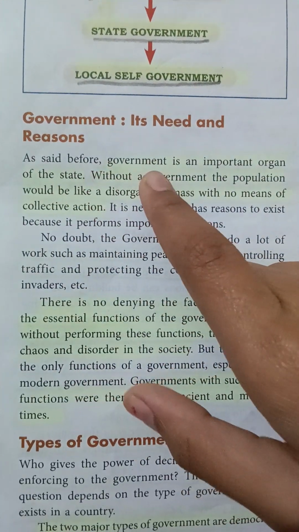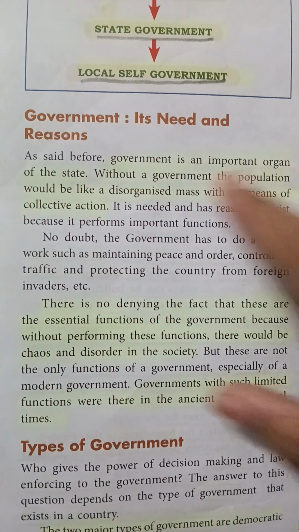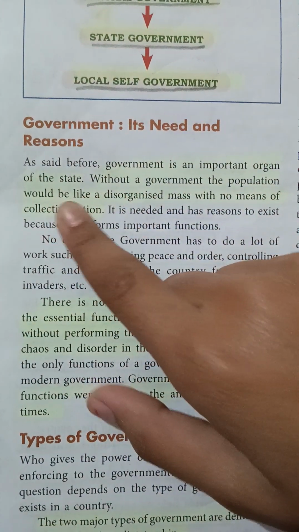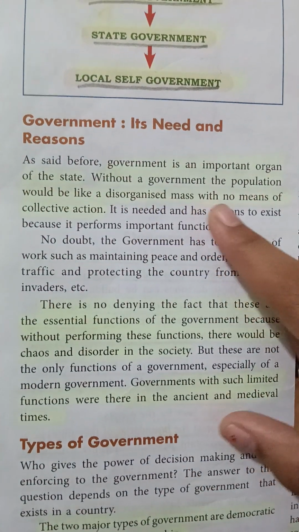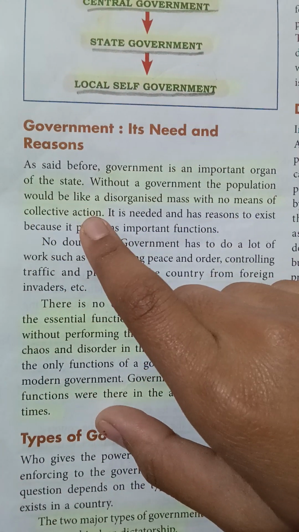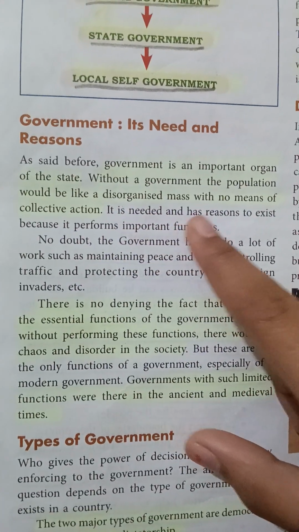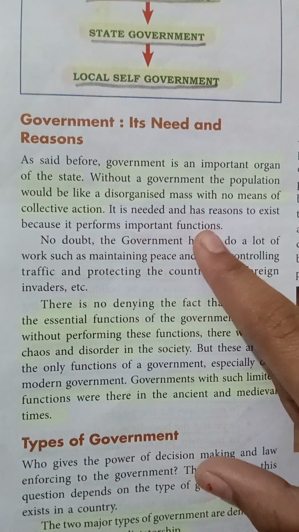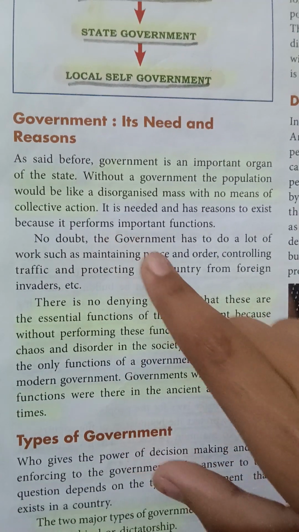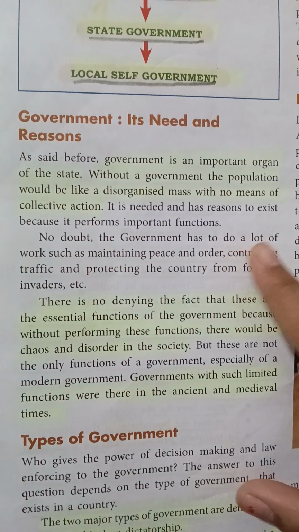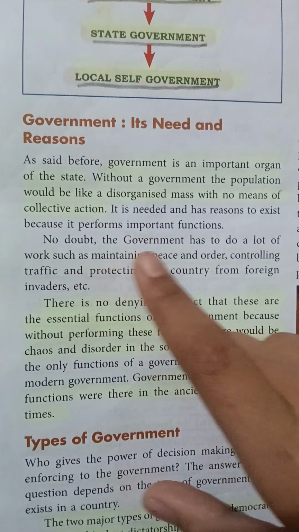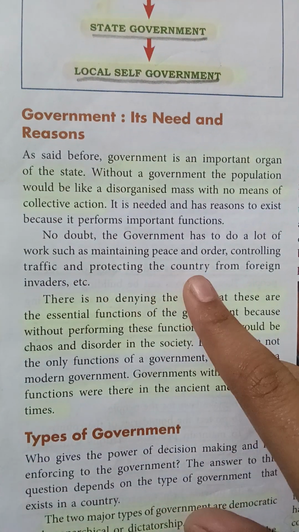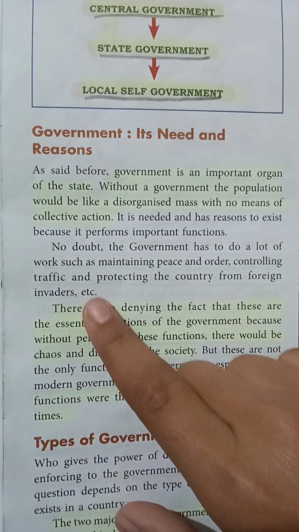As said before, government is an important organ of the state. Without a government, the population would be like a disorganized mass with no means of collective action. It is needed and has reasons to exist because it performs important functions. No doubt, the government has to do a lot of work such as maintaining peace and order, controlling traffic, and protecting the country from foreign invaders, etc.